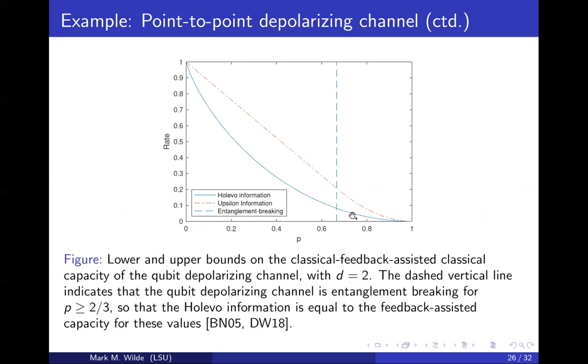And so then we know, from my prior work with David and prior work of Gary Bowen, that the Holevo information is equal to the capacity assisted by feedback. But then at this line, this is now the best that we have. The Upsilon information is this upper bound. So you see, at least we have an upper bound better than just 1 bit per channel use, which was actually not really known for a while.